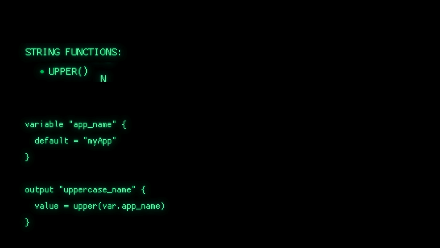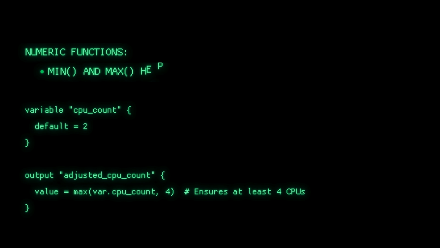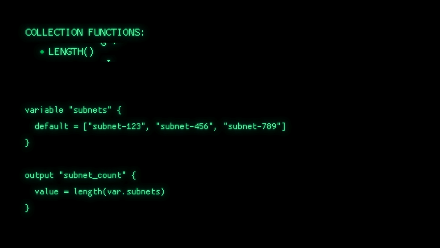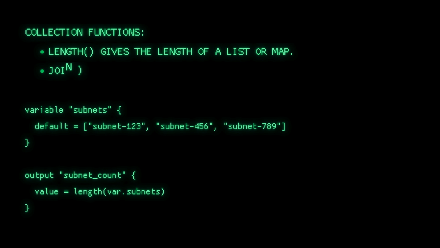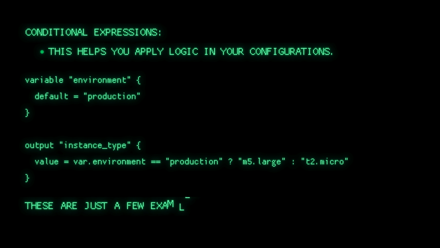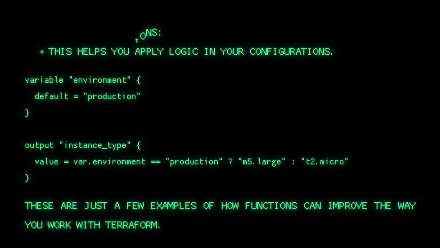String functions. Upper function and lower function are used to change the case of text. Numeric functions. Min function and max function help to find the smallest or largest number. Collection functions. Length function gives the length of a list or map. Join function can merge elements of a list into a single string. Conditional expressions. This helps you apply logic in your configurations. These are just a few examples of how functions can improve the way you work with Terraform.